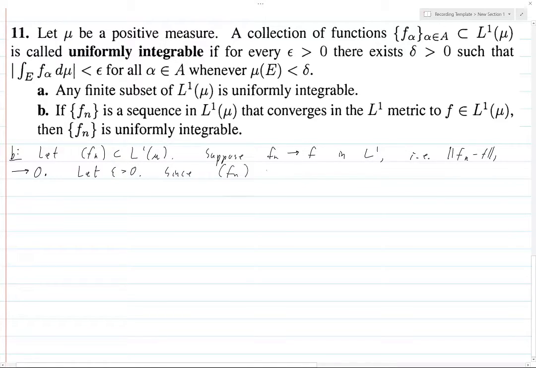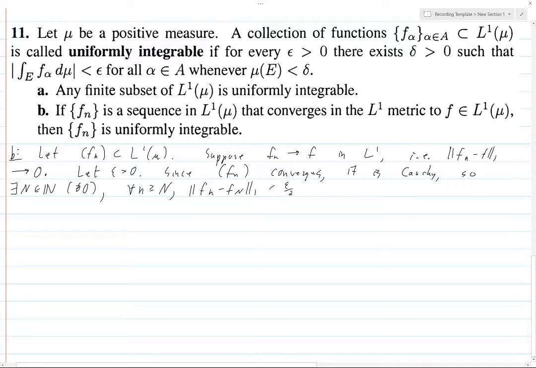Since this sequence converges, it is a Cauchy sequence. So there is some natural number N, which does not contain 0, such that for all n greater than or equal to capital N, the L1 norm difference between these two is less than epsilon over 2. This is because it's a Cauchy sequence in L1, so this is the type of convergence we need.